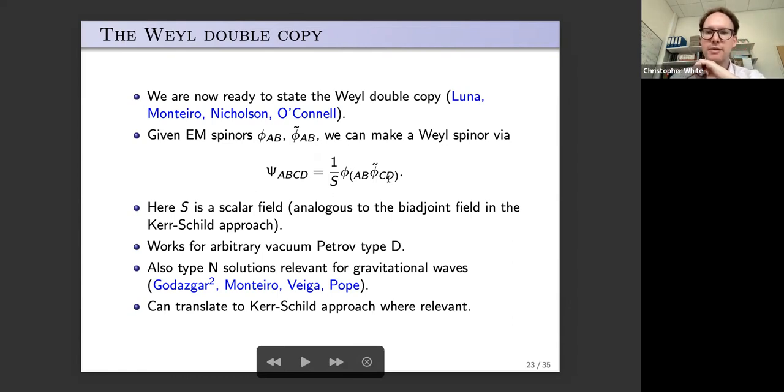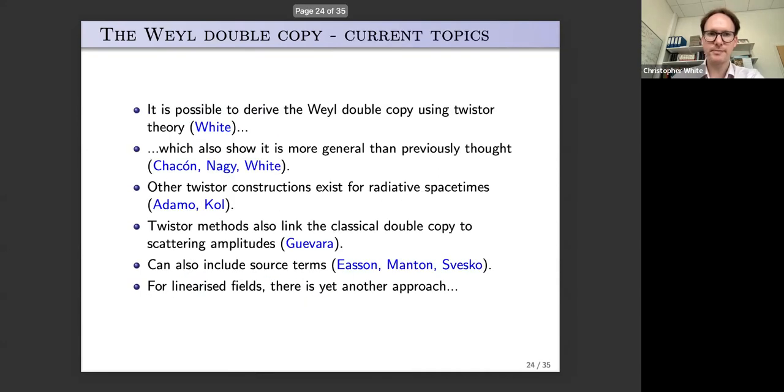So this thing on the right clearly could be a Weyl tensor because it has the right number of indices and it is symmetric in those indices. What is remarkable about this statement, of course, is that it turns out to solve the massless free field equation. They argued that this works for arbitrary vacuum Petrov type D solutions. It's also been shown since that it works for some type N solutions, which are relevant for gravitational waves. And we can translate from this to the Kerr-Schild approach where relevant.